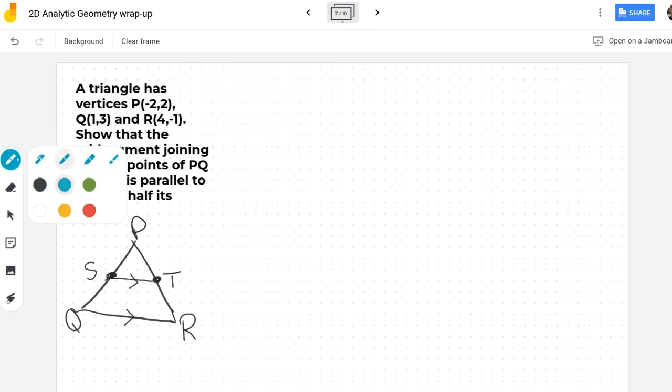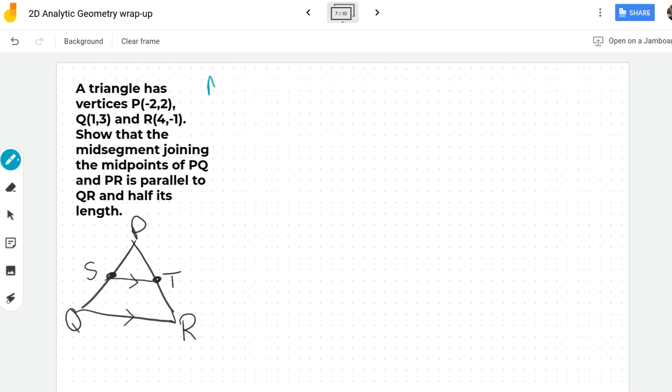So there's a few things we need to do here. We need to work with the midpoint formula to find S and T. Then we need to find the slope of each one to see if they're parallel or not. And we need to find the length of the midsegment and side QR to show that the length of the midsegment is half the length of QR. So there's quite a few steps here. So we'll start with the midpoint.